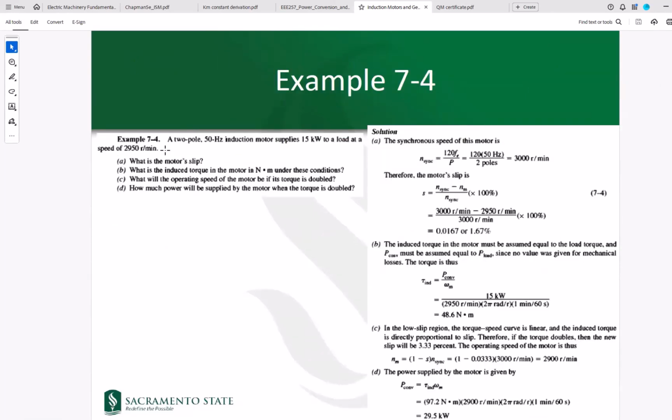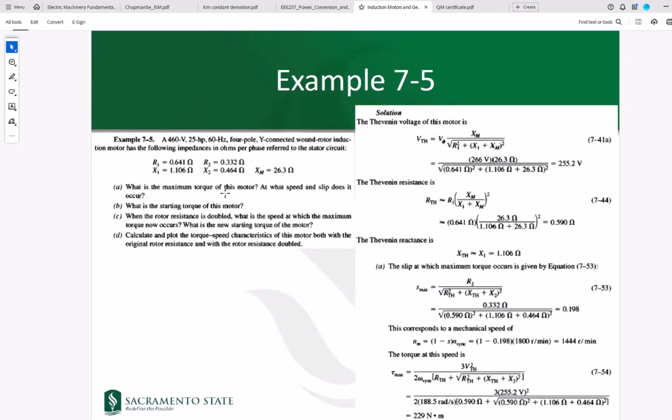Okay, so there is an example here where you have a two-pole machine which is supplying 15 kilowatts to a load at a speed of 2950 RPM. We're asking the motor's slip, the induced torque in the machine under these conditions. What will the operating speed of the motor be if the torque is doubled? How much power will be supplied by the motor when the torque is doubled? So I don't want to go into details of this problem because you've been given the same problem in MATLAB as your homework.